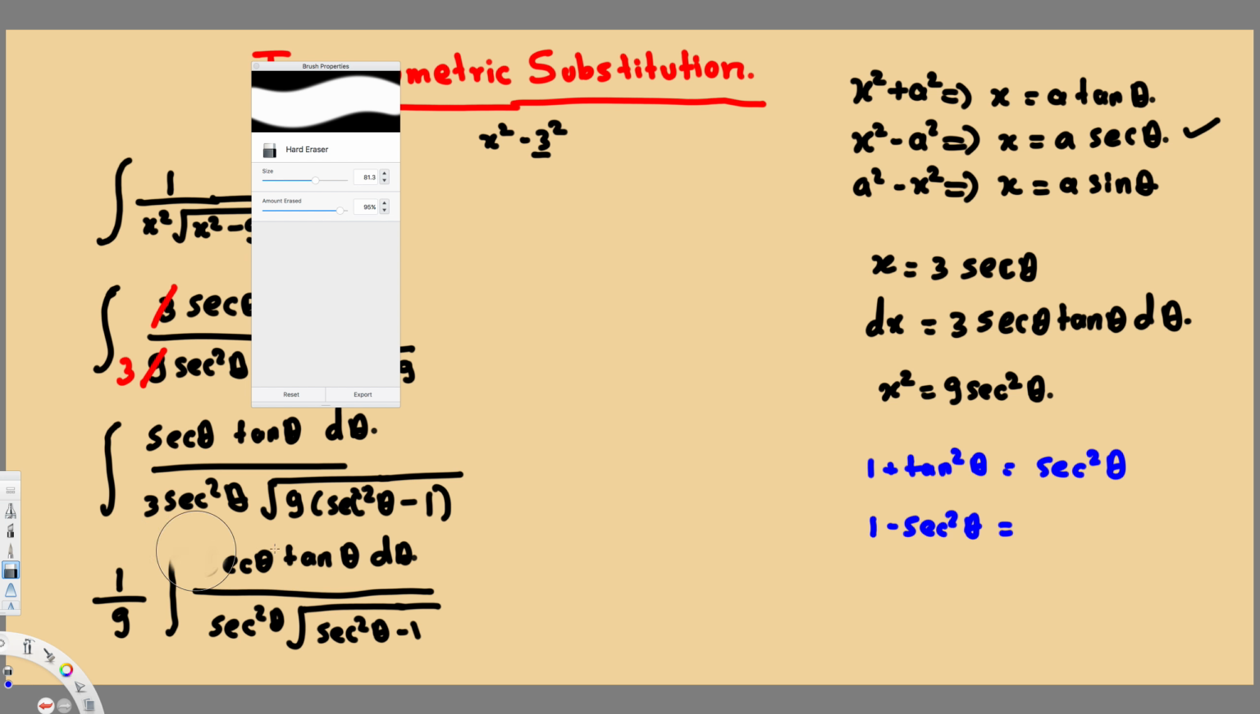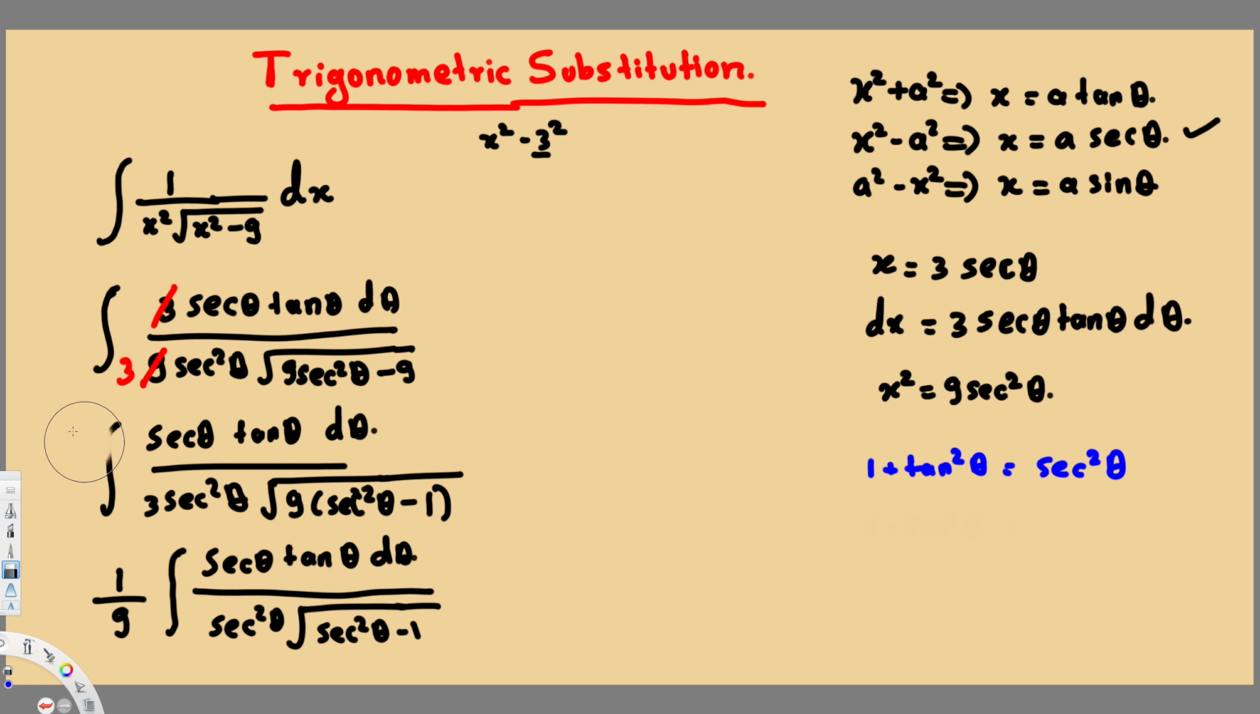So this should be the other way around. If I take the 1 to the other side, that's going to be equal to tan theta, right? Tan square theta is equivalent to sec square theta minus 1. So we can replace this sec square theta minus 1 with tan square theta, in that way we can get rid of this square root. Now let's go ahead and do that one.